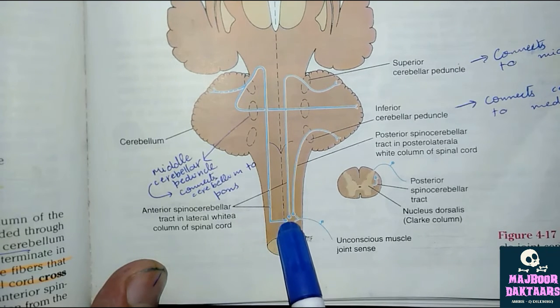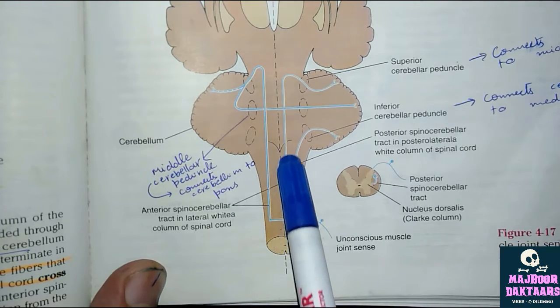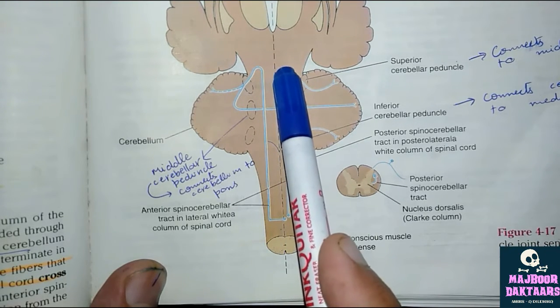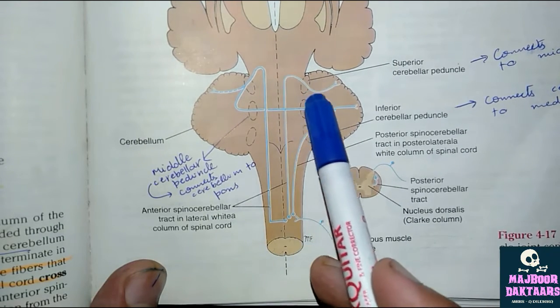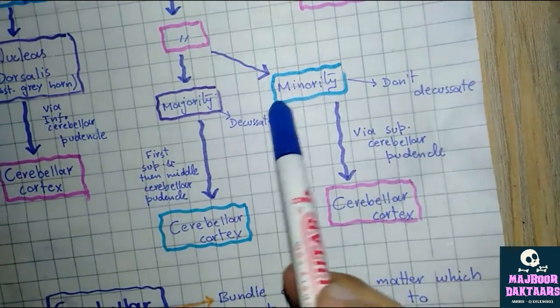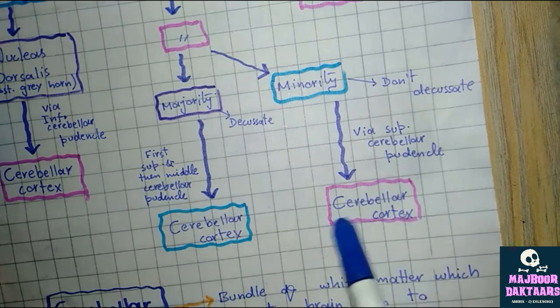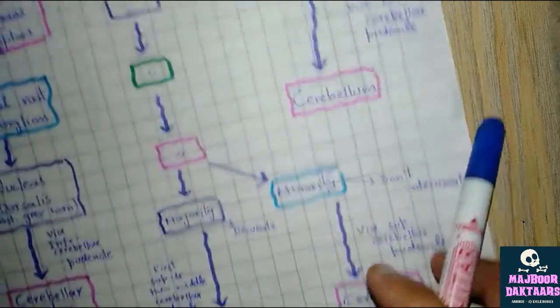While the minority of the anterior spinocerebellar tract goes upward up to the midbrain and enters the cerebellum on its own side through the superior cerebellar peduncle, as explained here. The minority don't decussate, and move to the cerebellar cortex of their own side via the superior cerebellar peduncle.